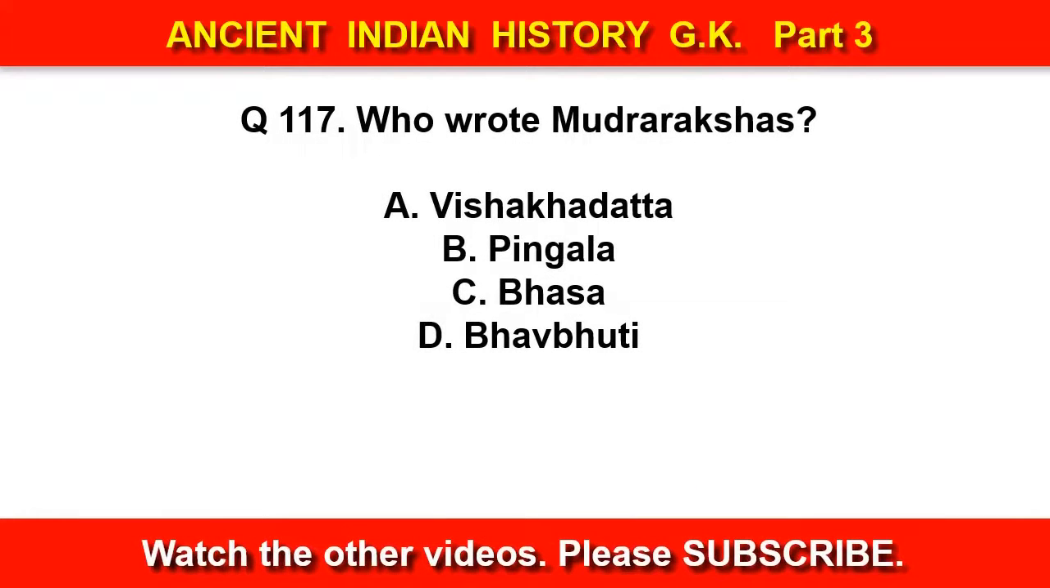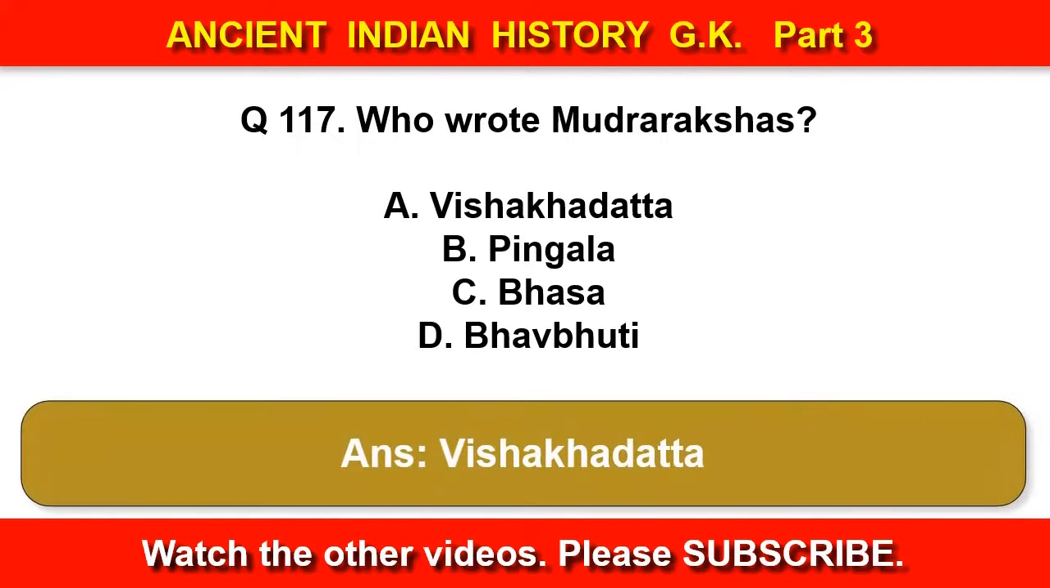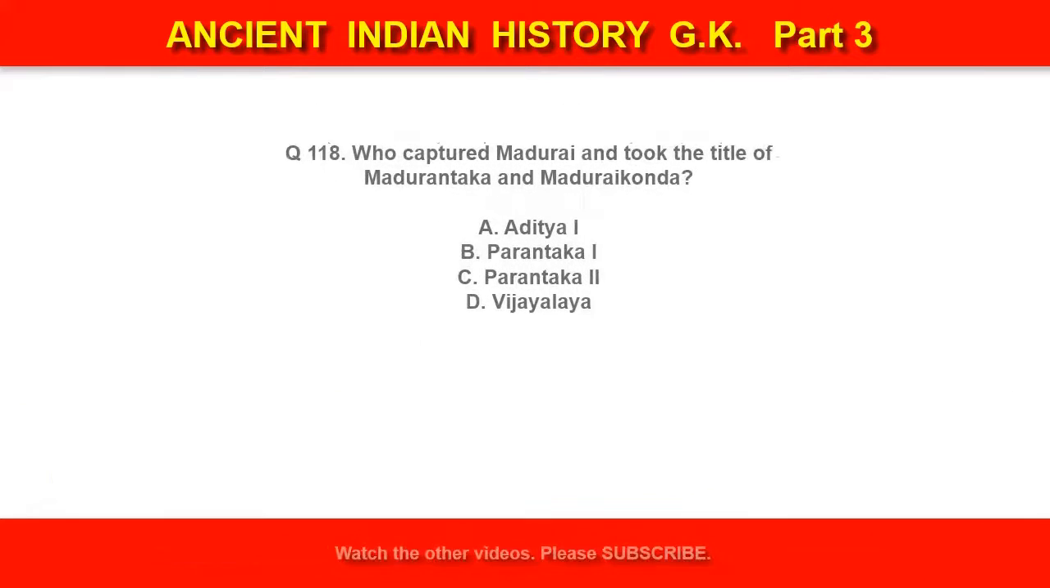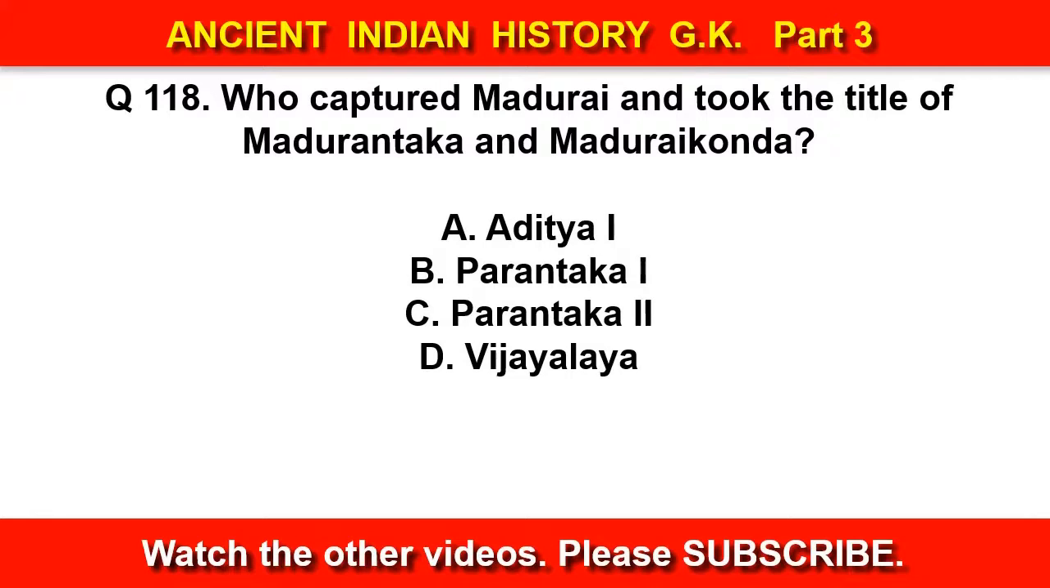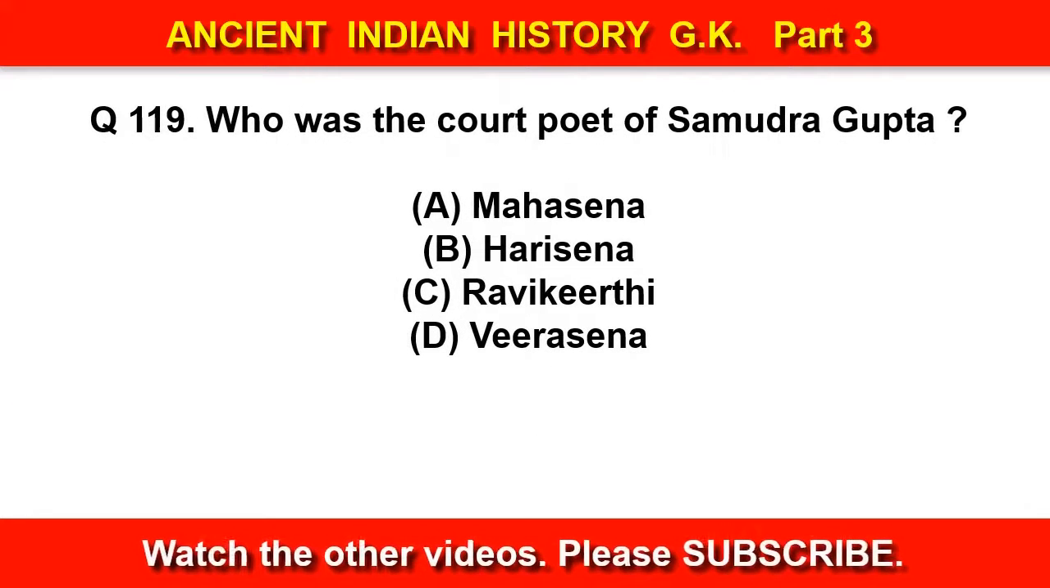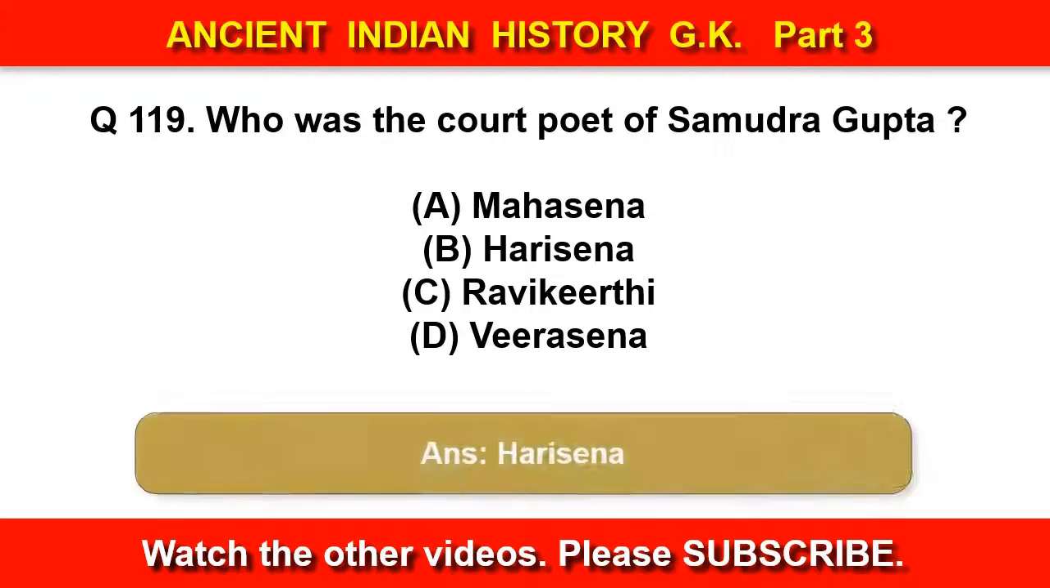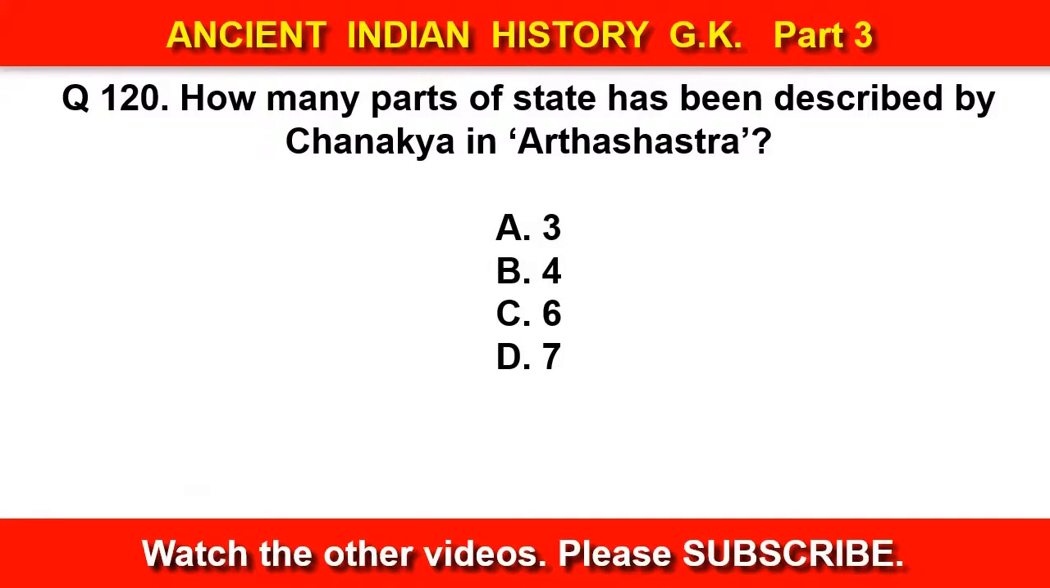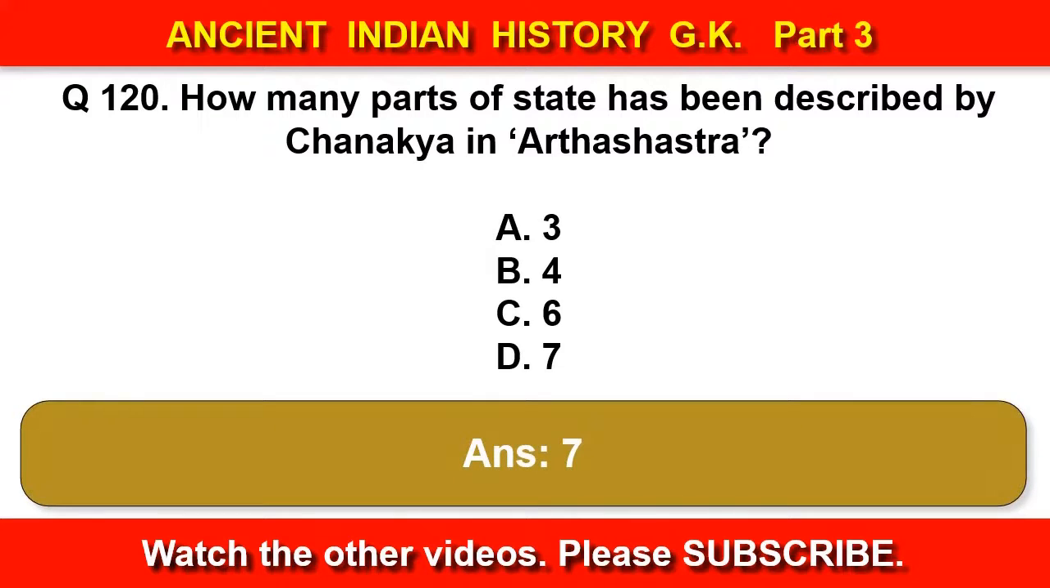Who wrote Mudra Rakshas? Vishakadatta. Who captured Madurai and took the title of Madurantaka and Madurai Konda? Parantaka I. Who was the court poet of Samudragupta? Harisena. How many parts of state has been described by Chanakya in Arthashastra? 7.